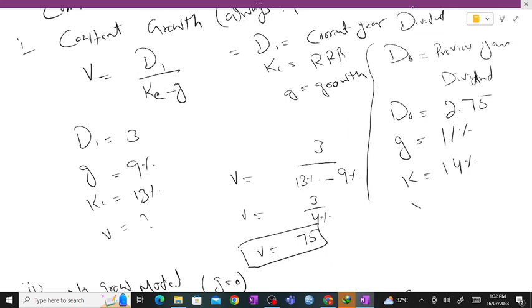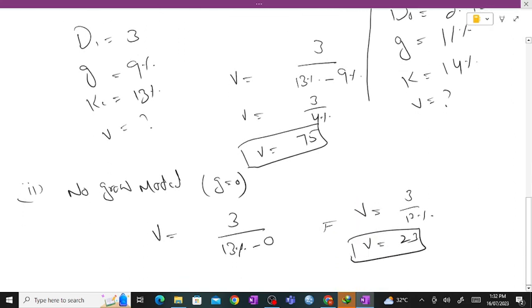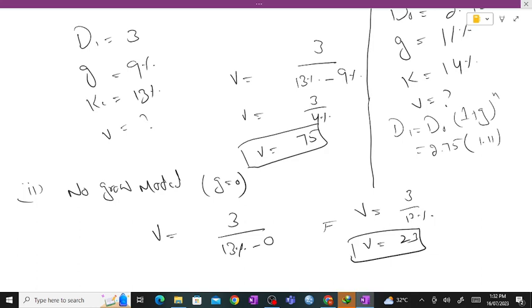Okay, calculate V. Now the scenario here is D0. If we have a D1, then we can solve it directly. But if we have a D0, first you would need to calculate D1. And how would you calculate it? D1 is equal to D0 (1 plus g) power n. D0 we have 2.75 and 1.11. Because of the 1 year gap, the power will be 1.